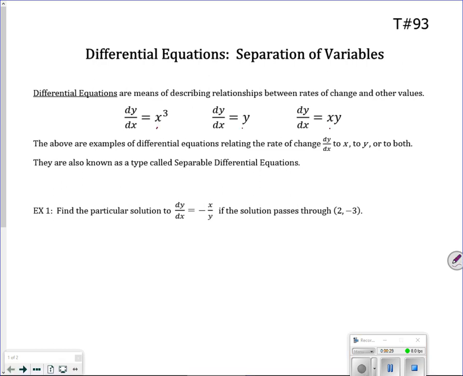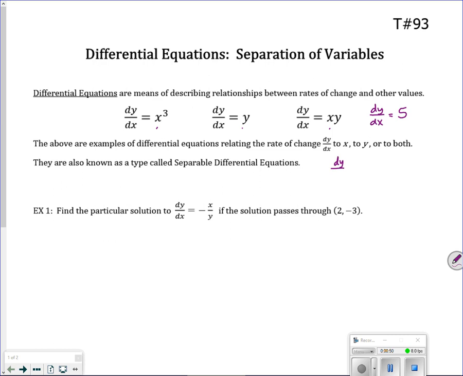It could be neither. It could be constant. It could be dy/dx equals 5, as we talked about yesterday. So these are all called separable differential equations. There are examples of non-separable ones.